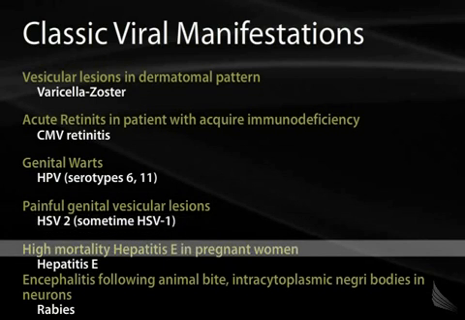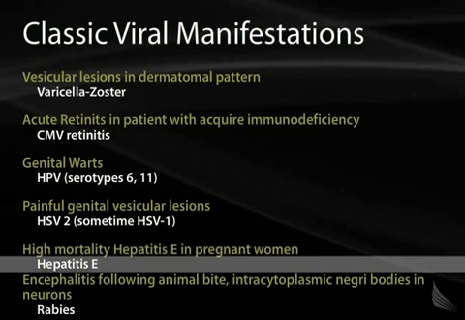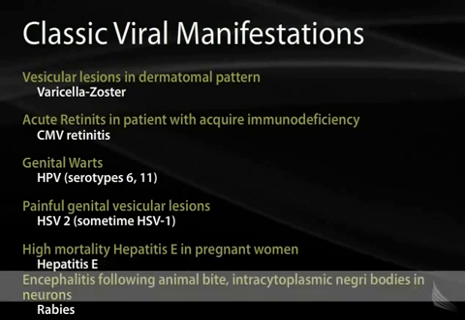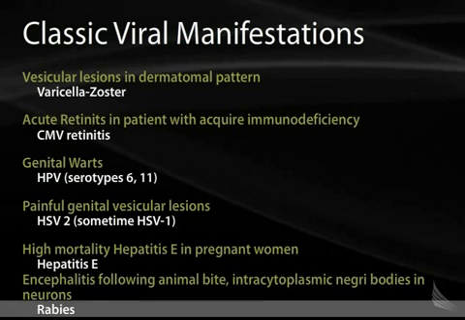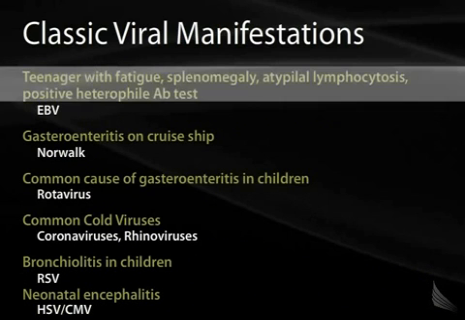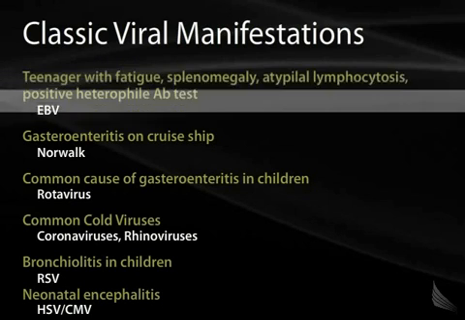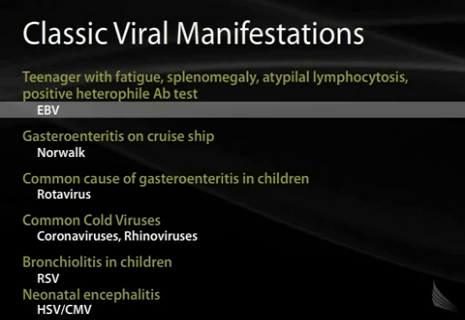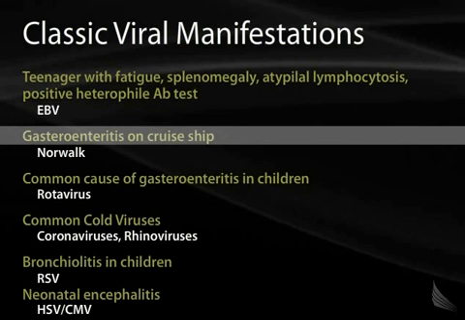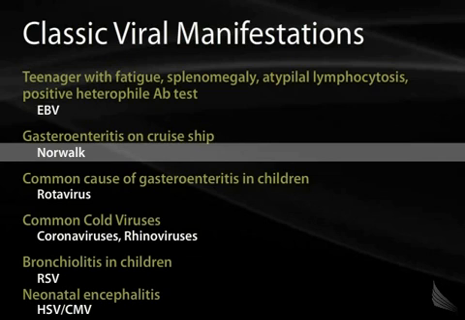High mortality hepatitis in pregnant women, you think about hepatitis E. Encephalitis following an animal bite with intracytoplasmic Negri bodies on neurons, you think of rabies. If you have a teenager who's tired, has a big spleen, atypical lymphocytosis, and positive heterophile antibody tests, that's mononucleosis from EBV. You're on a cruise ship and you've got gastroenteritis, think of Norwalk virus.